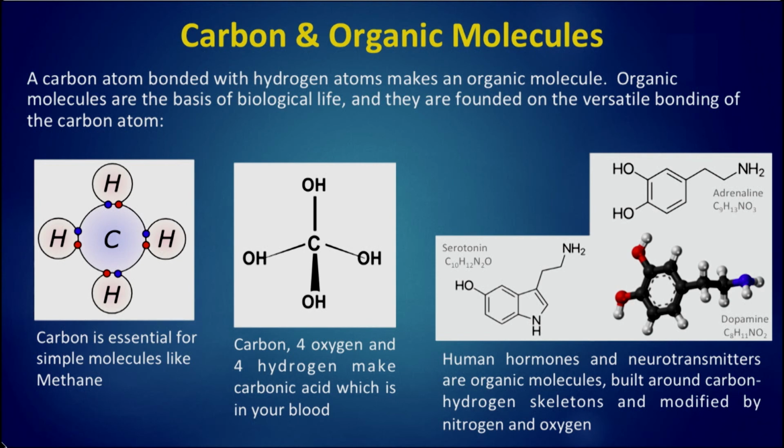And organic molecules are the basis of biological life, because they're based on this versatile bonding property of the carbon atom. We can see some simple examples. For instance, methane, where the carbon bonds with 4 hydrogen atoms. We can see carbonic acid, which is a fundamental ingredient in human and animal blood. And then we can see more complex chemicals like hormones and neurotransmitters, which are also organic molecules, with hydrogen and carbon skeletons, long chains, loops, side chains, and so on.